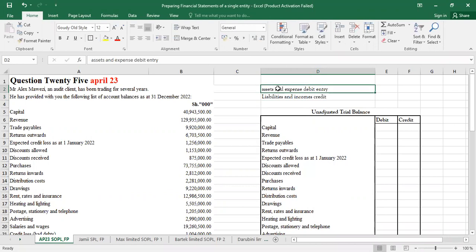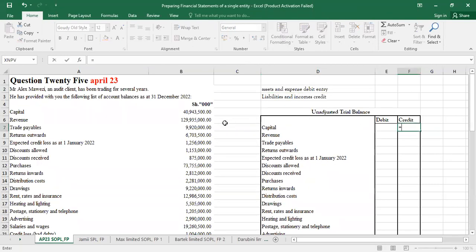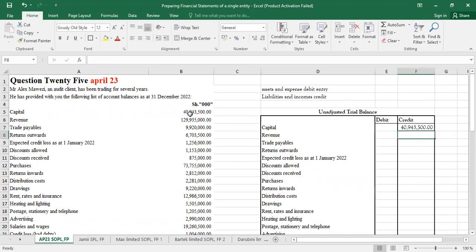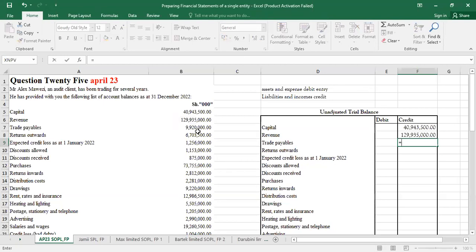So we shall just go to capital. You see, capital is a type of liability. I just press equal sign and take the value there so that I don't confuse. We go to revenue. Revenue is an income, so it will go in as credit. Equal sign. Then we have trade payables. Trade payables is a liability, so it will go in there.